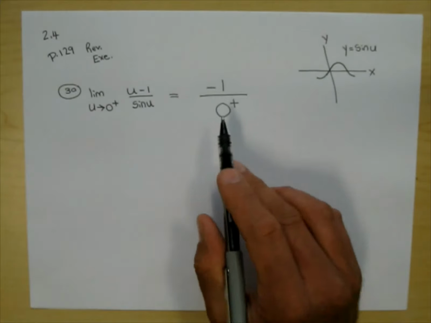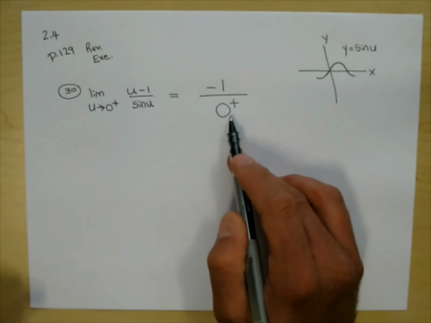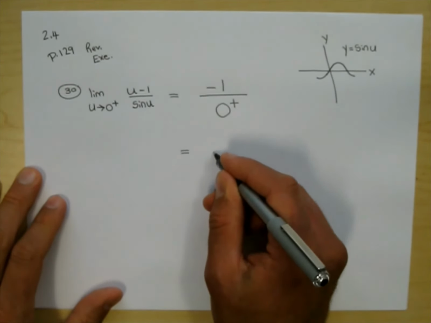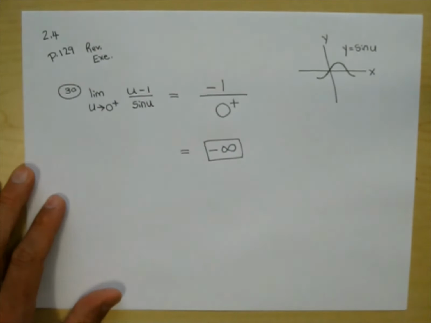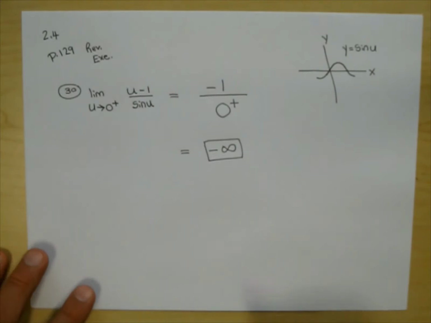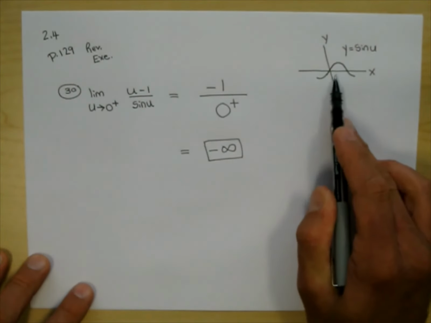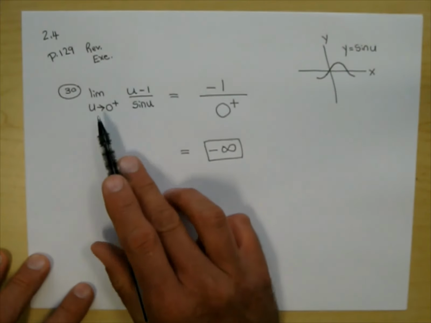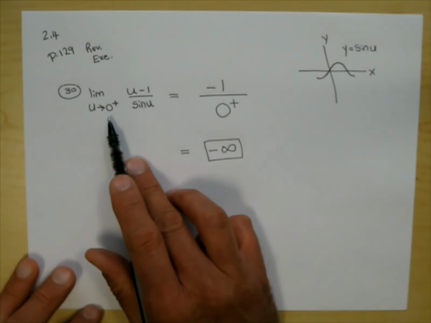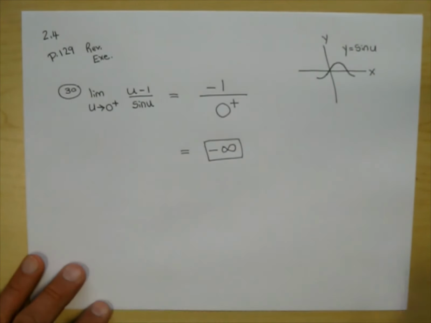So the question is, what is negative 1 over a very, very small positive number? That's going to give me negative infinity. So that's the limit. So this graph is going to look different, and who cares about this graph? They never asked us to graph this graph. We're just finding out the right-hand side limit as u approaches 0.